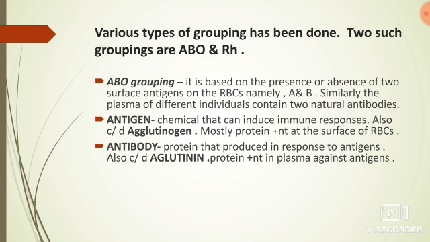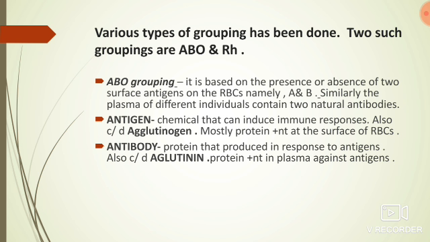ABO grouping is generally based on the presence or absence of two surface antigens, and those surface antigens are mainly present on RBCs. Their names are A and B. Similarly, the plasma of different individuals contains two natural antibodies. Two different antigens are present on the surface of RBCs, and against those antigens, two natural antibodies are present in plasma. Antigens are named A and B, and antibodies are named anti-A and anti-B.